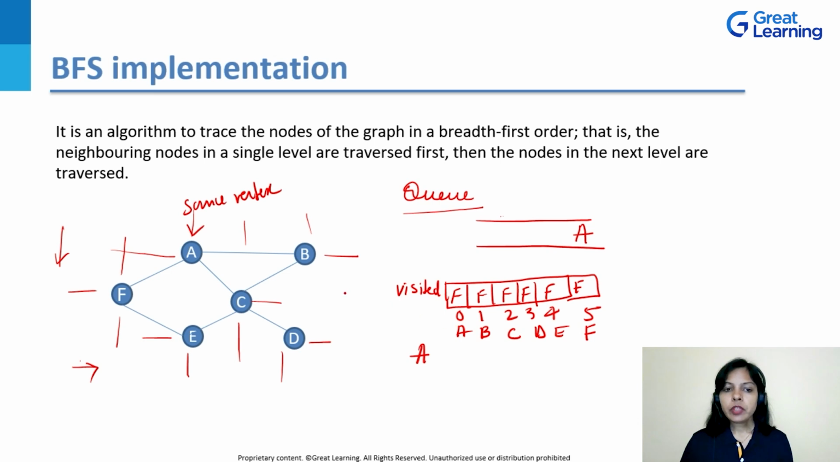Okay, we can have these numberings also like 0, 1, 2, 3. That will be more connected, I guess, or you can relate it in this way also. So this will be marked as true. Okay, it means A is visited.